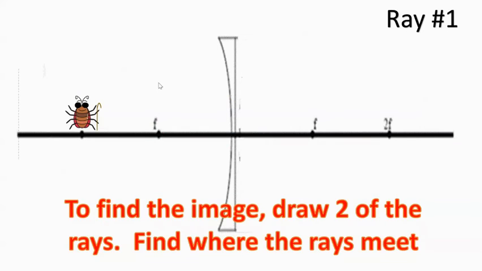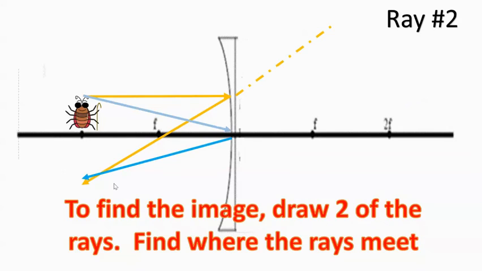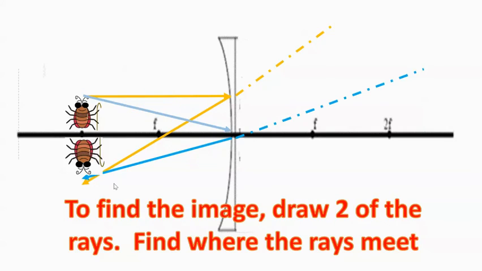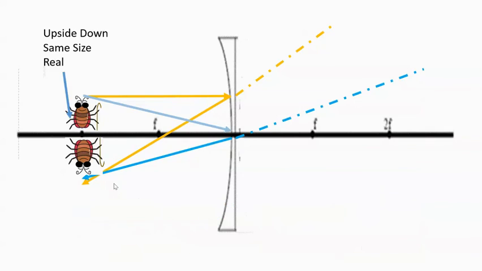Next, we're going to take him out even farther, and he's going to stand right on the 2f. So that would be twice the focal length. We'll use the first two rays again. First one is parallel at first, then goes to the focal point. Second one goes to the center and bounces off, and you'll see that they cross right there. And if we do this just right, he's actually the same size. He's just upside down. So this happens right at 2f, 2 times the focal length.